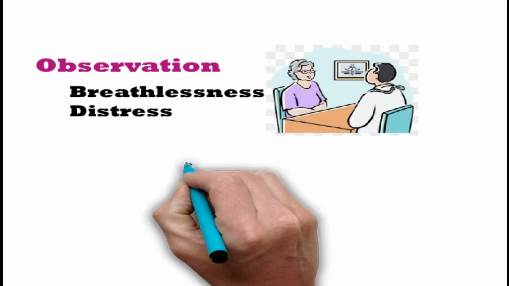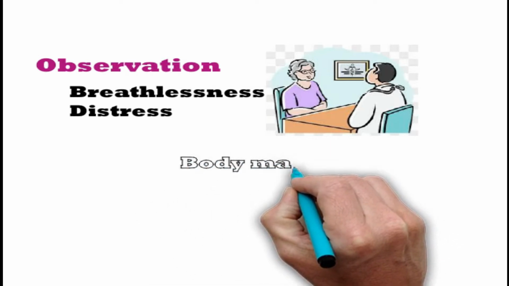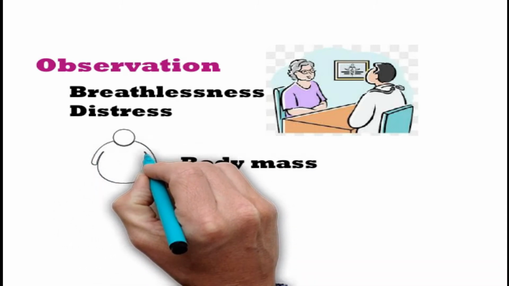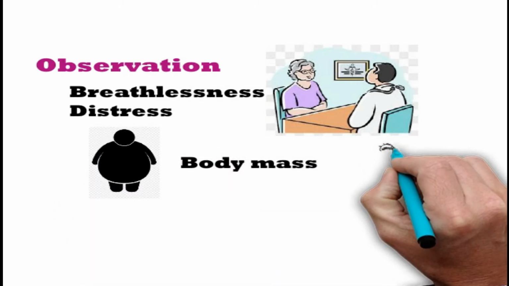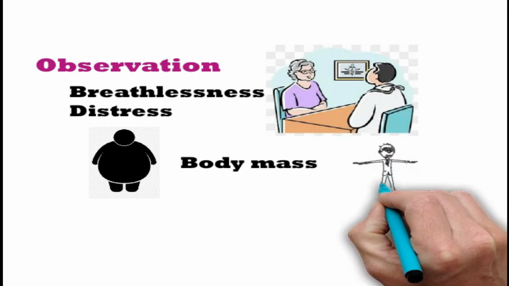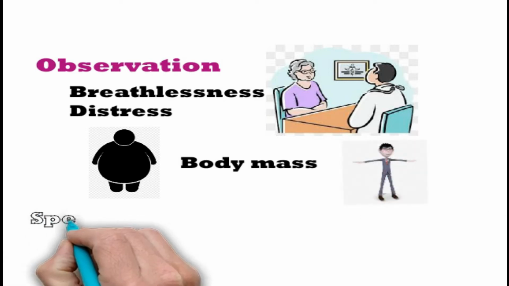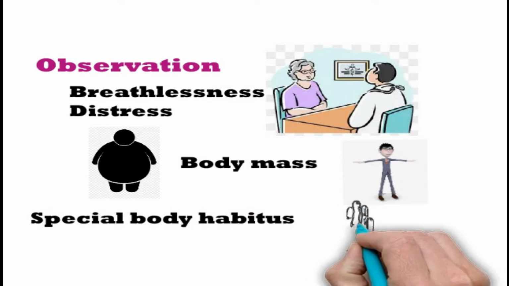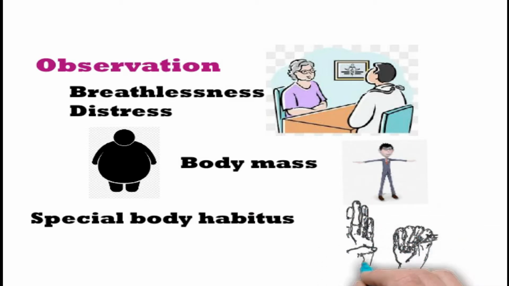And then we should observe the body mass. The patient may be obese, or may have cachexia, such as cardiac cachexia in heart failure. Also, we should observe the special body habitus, such as Marfan syndrome and other syndromes.